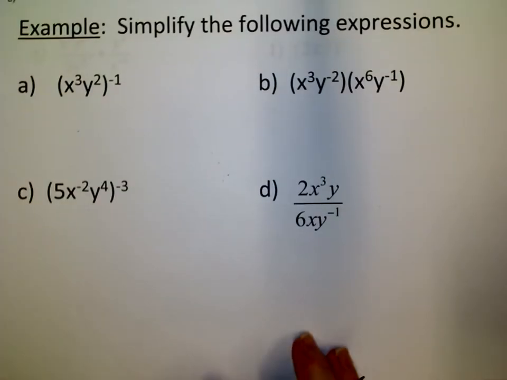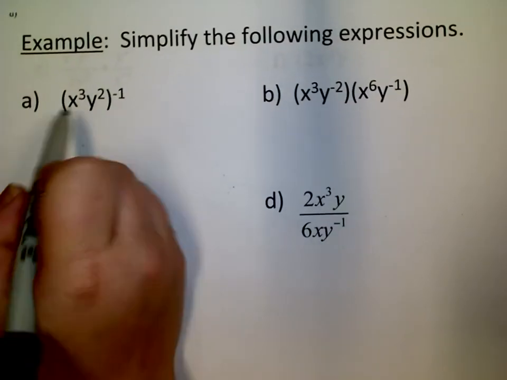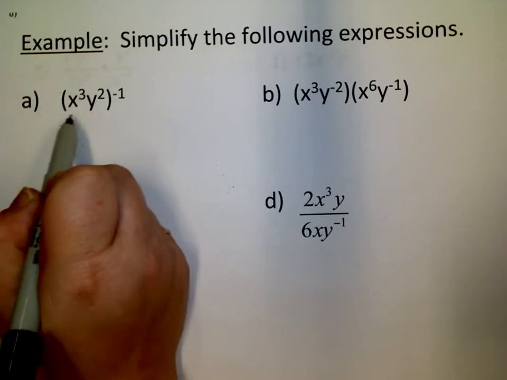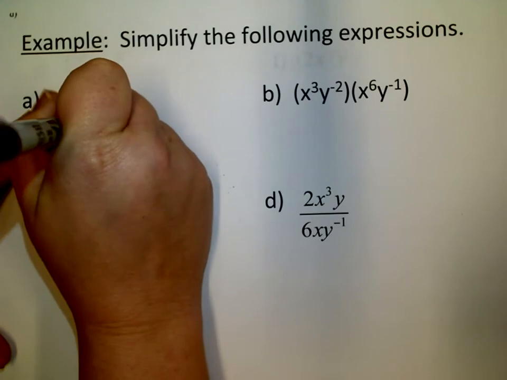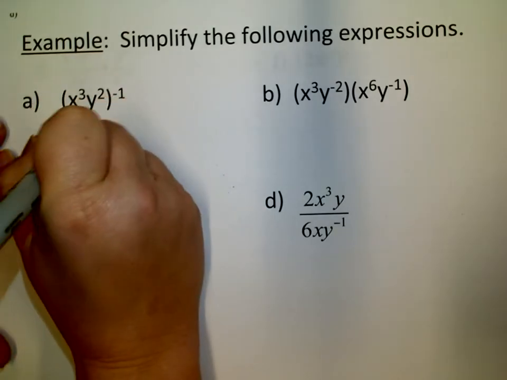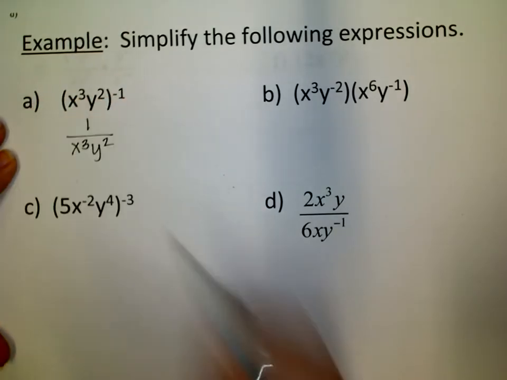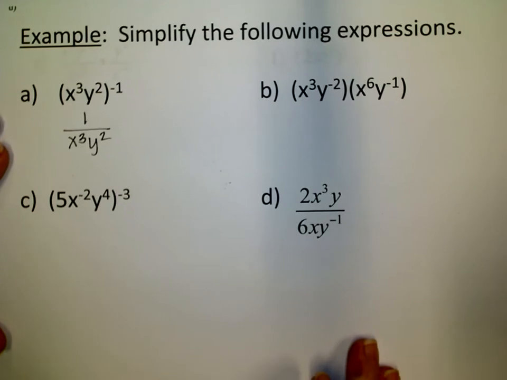Here are some examples algebraically. Because this entire quantity is in parentheses, that entire thing is going to move to the bottom. So I get 1 over x to the third, y to the second. And that would be it.